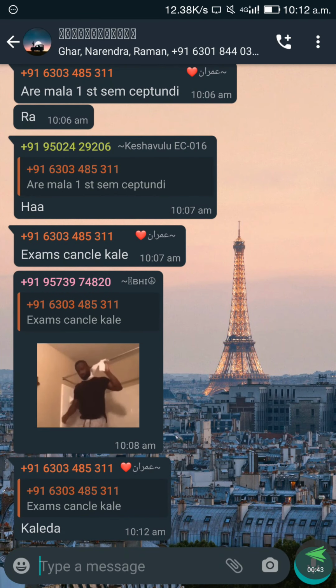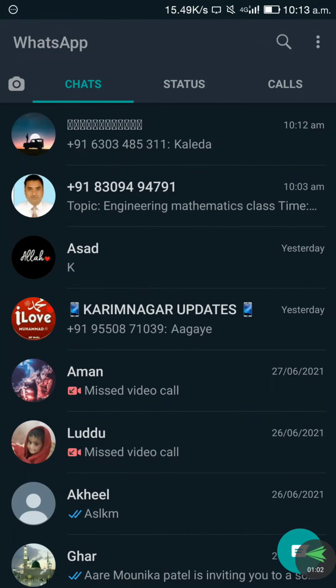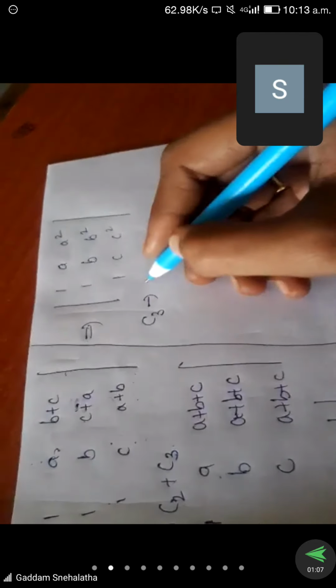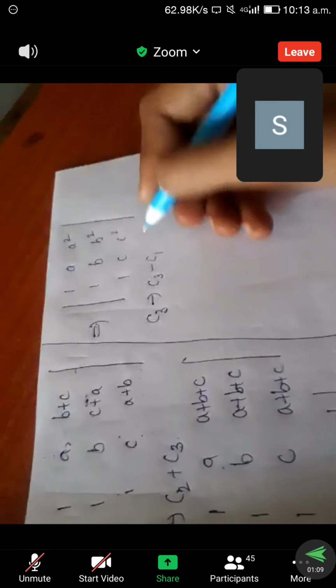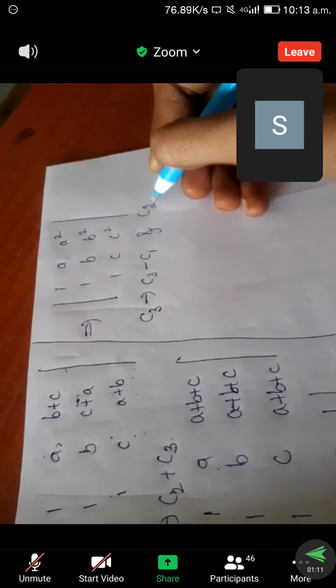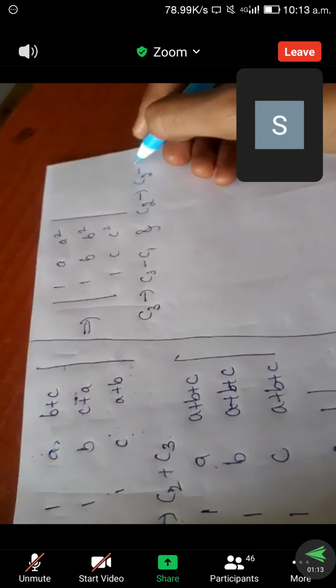He is given 1 a square, next 1 b b square, 1 c c square. So he is given this matrix, and for this I have to prove it is equal to a minus b into b minus c into c minus a. So that's why I am doing column 3 tends to column 3 minus column 1, and column 2 tends to column 2 minus column 1.